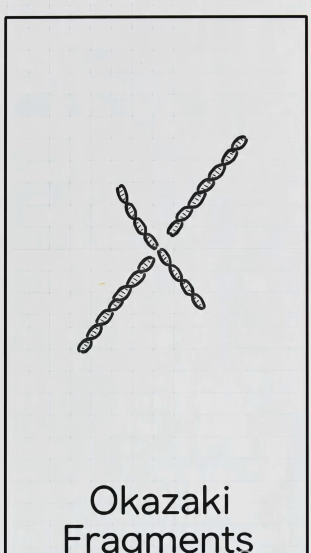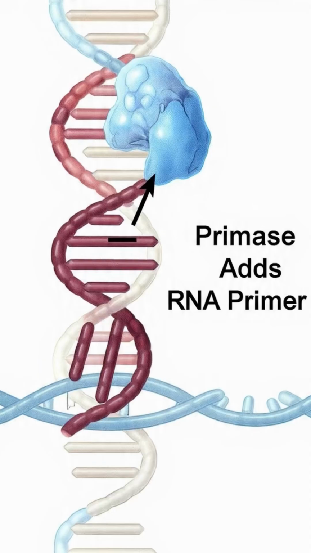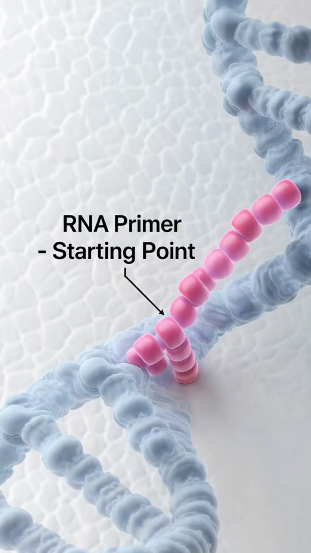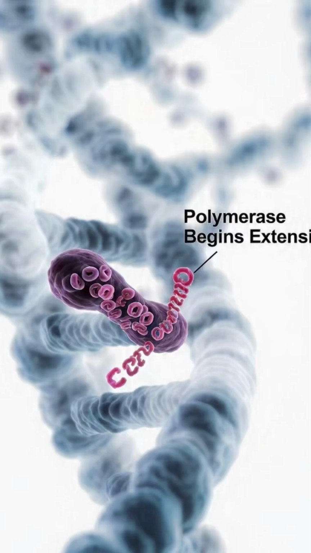Primase lays a short RNA primer on the template strand to start synthesis. Primase adds RNA primer. The primer is highlighted as a small colored block at the start of a fragment. Text: RNA primer starting point. Polymerase attaches to primer. DNA polymerase begins adding complementary nucleotides from the primer.